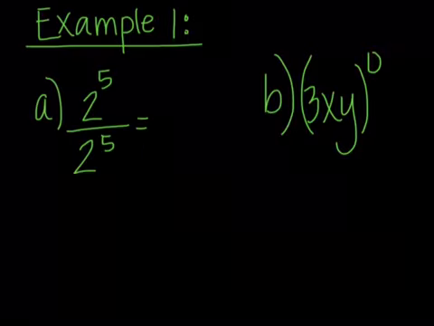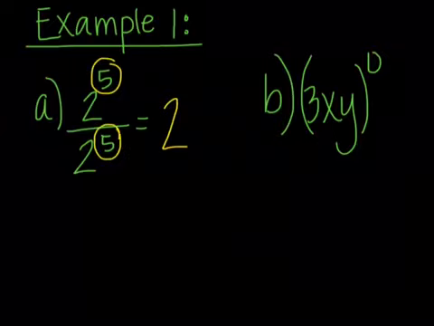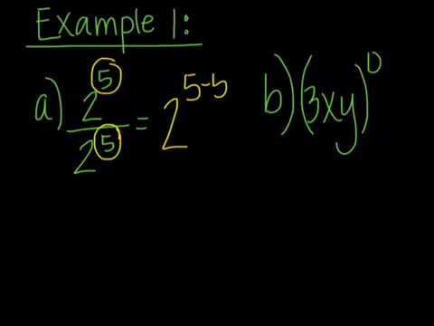Example 1: 2 to the 5th over 2 to the 5th. Remember from our division notes that we figured out we could take the same base when dividing and determine that the power would be the top power minus the bottom power. In this case, 2 raised to the 5 minus 5, or 2 raised to the power of 0.